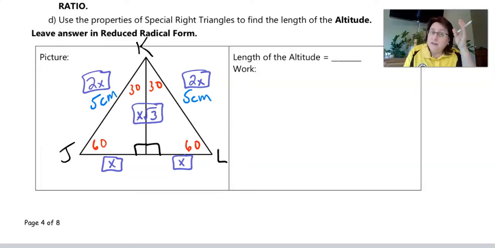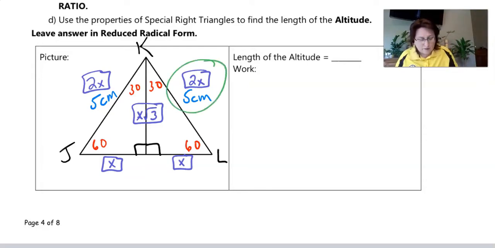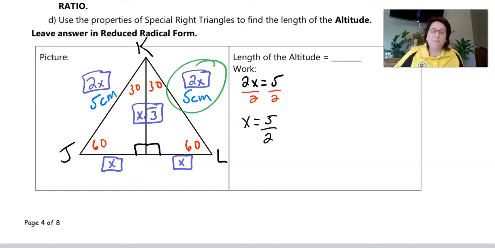All right, so hopefully, ladies and gents, you guys have been paying attention. I've said this multiple times. First thing you do is draw and label your picture and put a box around the ratios. Second thing, solve for x starting with what you know. Hey guys, we know this side length, so we know that 2x equals 5. To solve for x, I'm going to divide through by 2. So now my x equals 5 over 2.